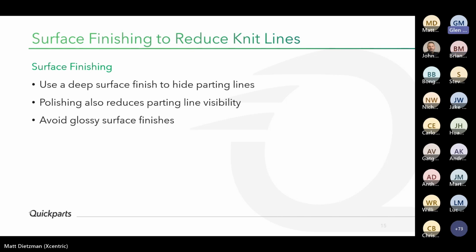Even the color of the material sometimes can hide the visibility of a melt line or a knit line. You really want to avoid the super high glossy surface finishes. You've got your high A3, A2 polishes, things for lenses, things like that. Those tend to react a little worse when it comes to knit lines and flow lines.